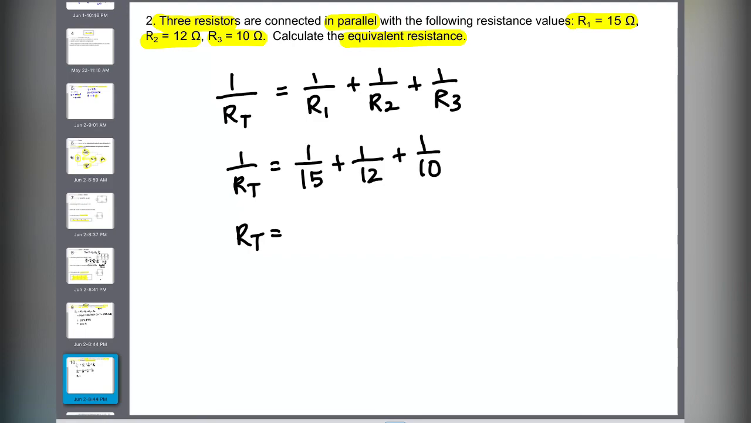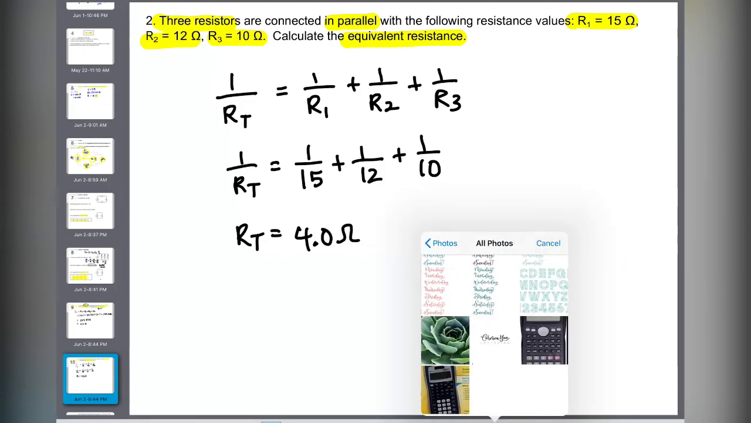Okay, so I got, okay, I think I'm messing this up. So you should get the answer 4. So 4.0 is what you should get. Did you get that? All right, so let's bring in some calculator.